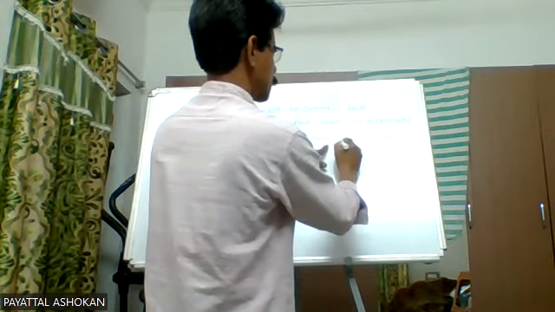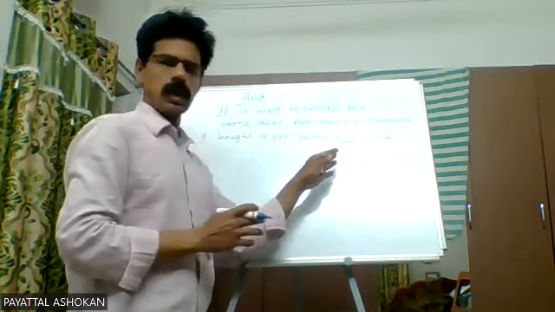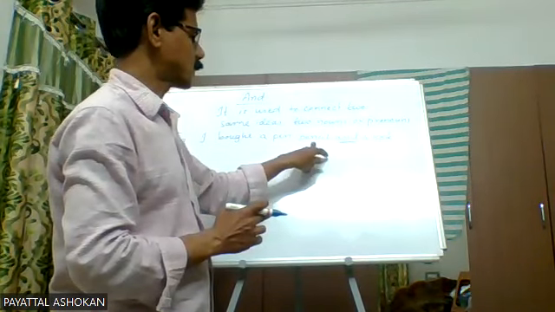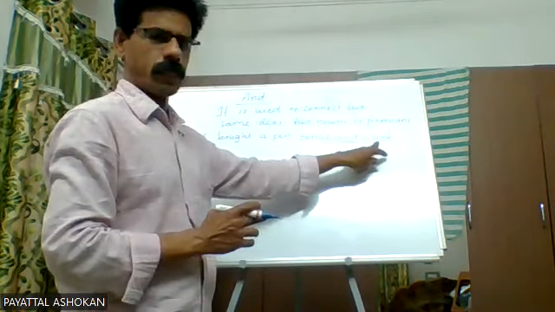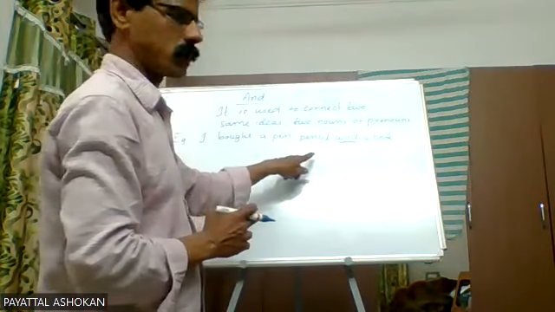Before the last of the nouns, in between, we use and. This and is connecting two nouns, book and pencil. I hope that you understood.